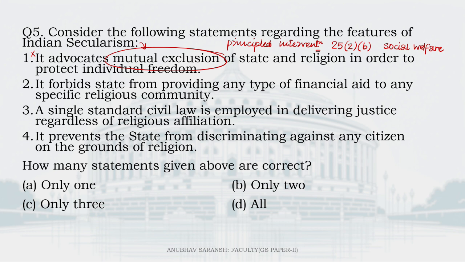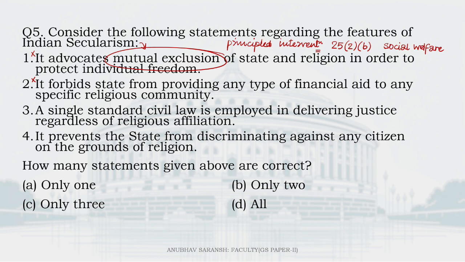Second one, it forbids state from providing any type of financial aid to any specific religious community. This is also wrong. Article 27 clearly says, and there is a Supreme Court judgment, that if a small amount of money collected by the government in the form of taxes is spent to provide convenience to any religion, it does not violate the constitution. Praful Goradia case of 2011. 2 is also wrong.